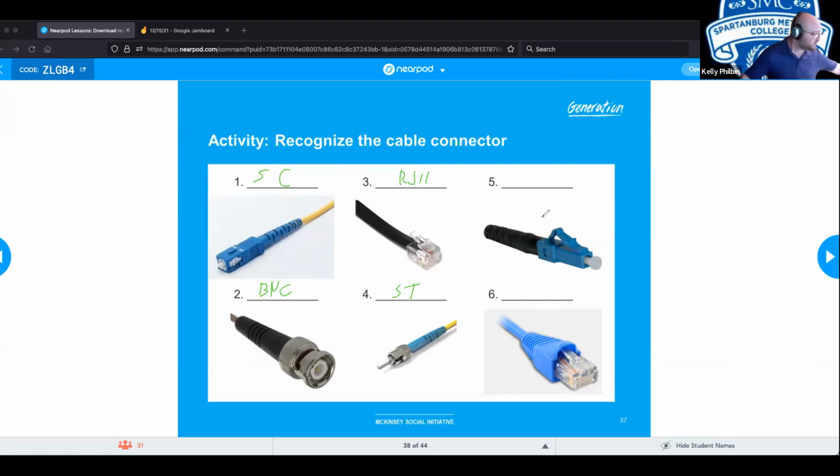Number 5 up here at the top. I'm going to stop throwing the sticks back in, I lose track here. Aster, can you please tell us what number 5 is? It's got that L shape up here, kind of looks like a little L. LC. That is correct. What type of cable would that be on?